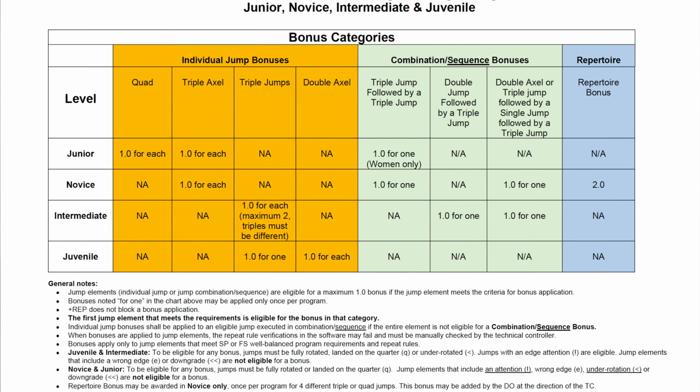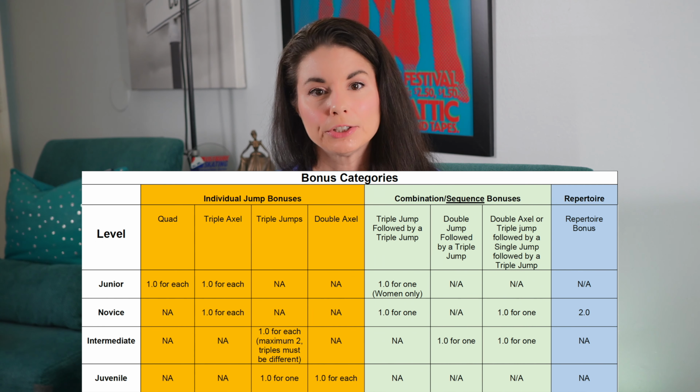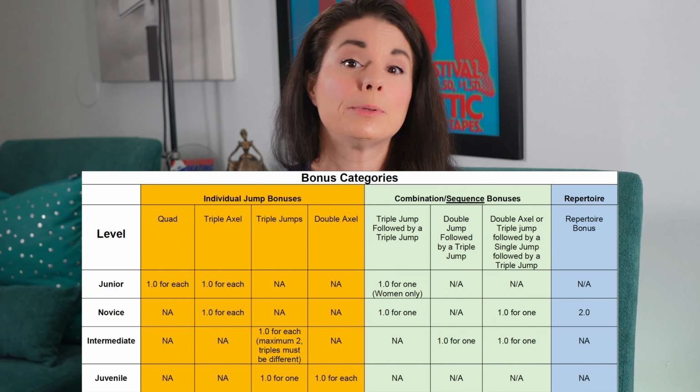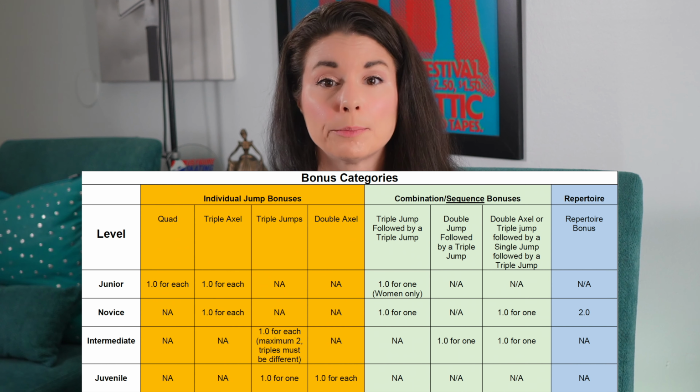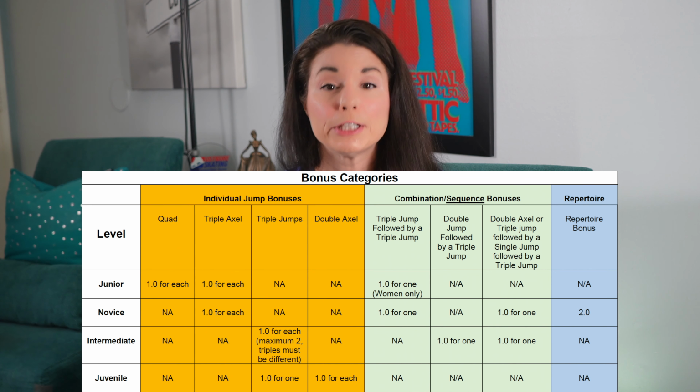There are some updates to the bonus chart for juveniles through senior. The significant change here is with the combination or sequence bonuses. This allows, for example, at the junior level, a triple jump followed by a triple jump. This could be a jump sequence and a jump combination, for example.